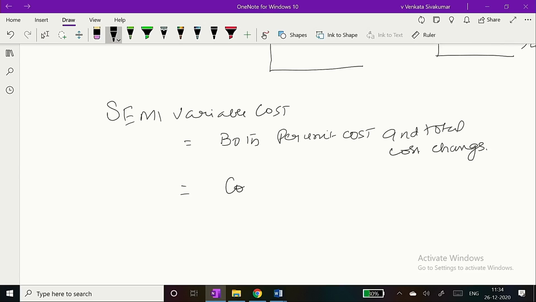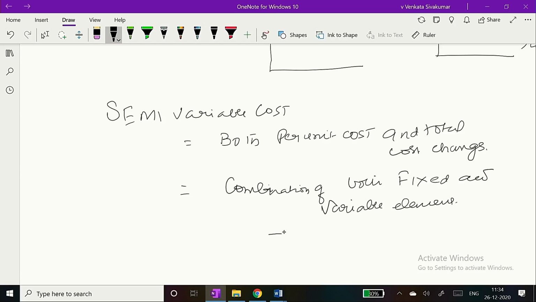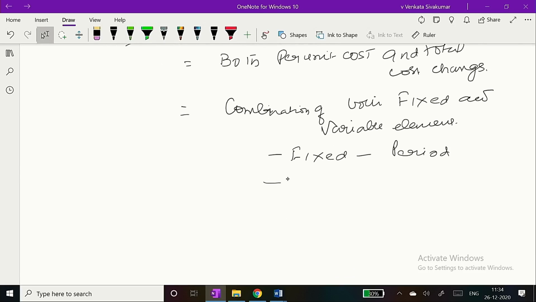It is a very important combination of both fixed and variable elements. Fixed means period, time bound. Every month you have to pay rent. Variable means production based. So this is a combination of both.